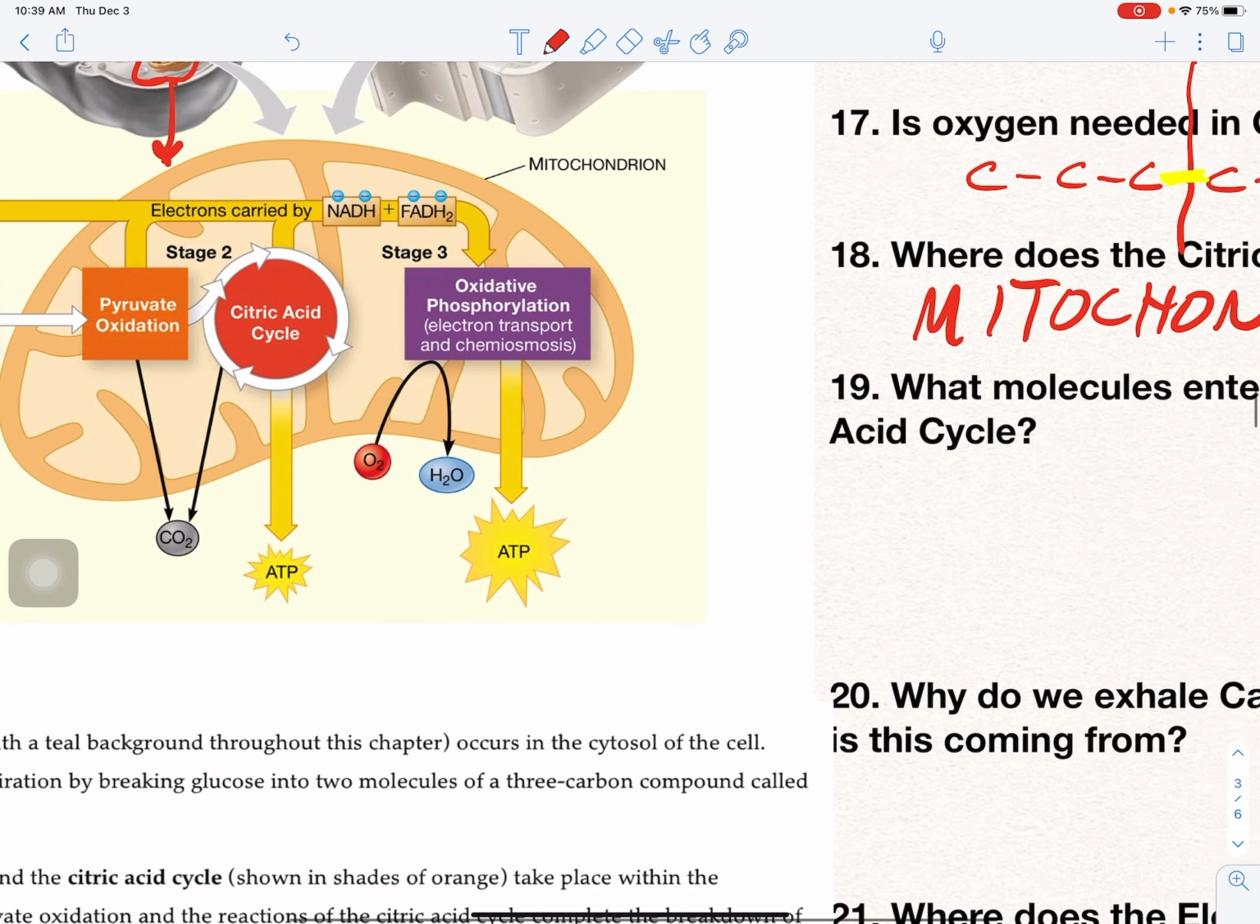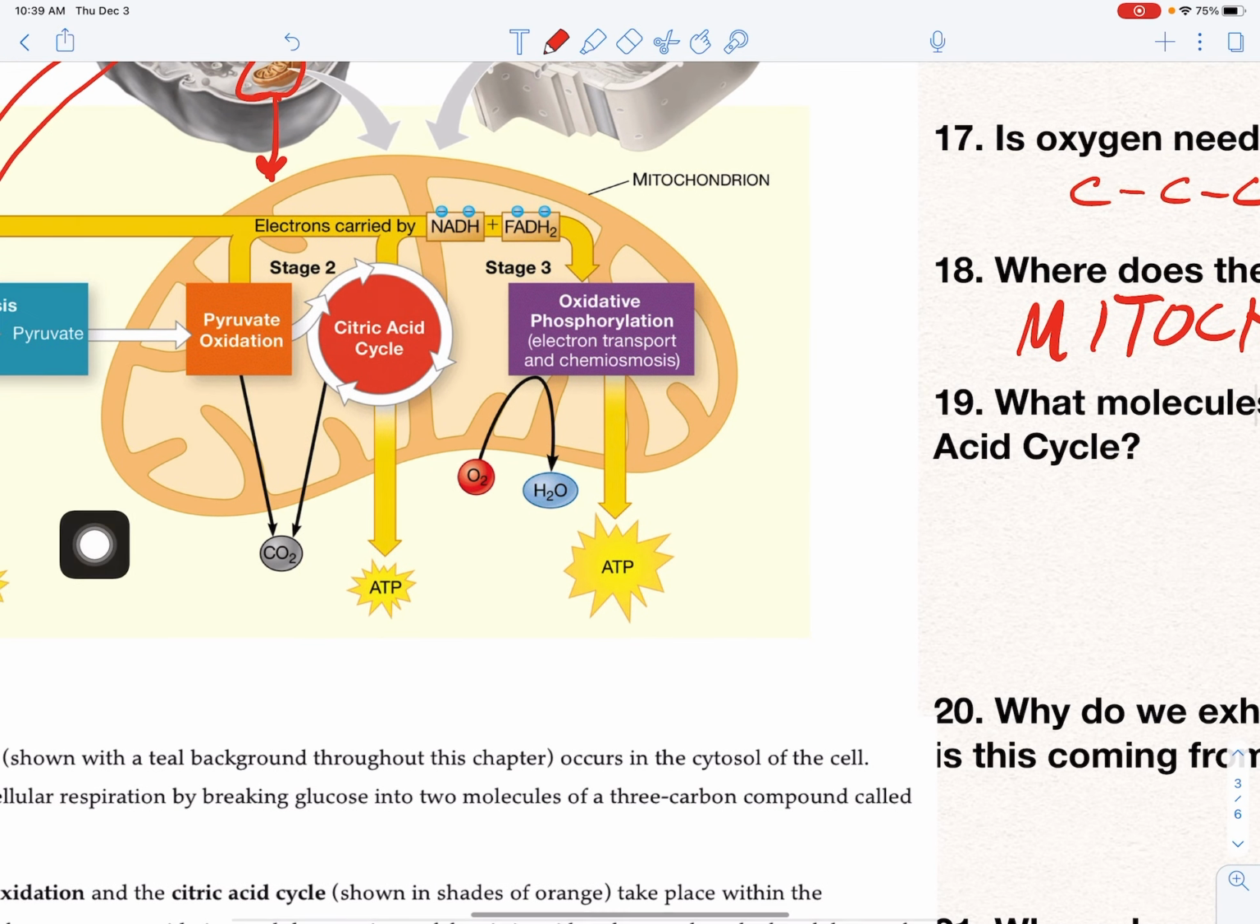The citric acid cycle. It has an arrow coming in from pyruvate, and that's it for coming in. It has 3 things coming out. It has ATP, it has carbon dioxide, and this arrow at the top is going to the right, so it's coming out too. So we have NADH, ATP, and CO2 leaving.